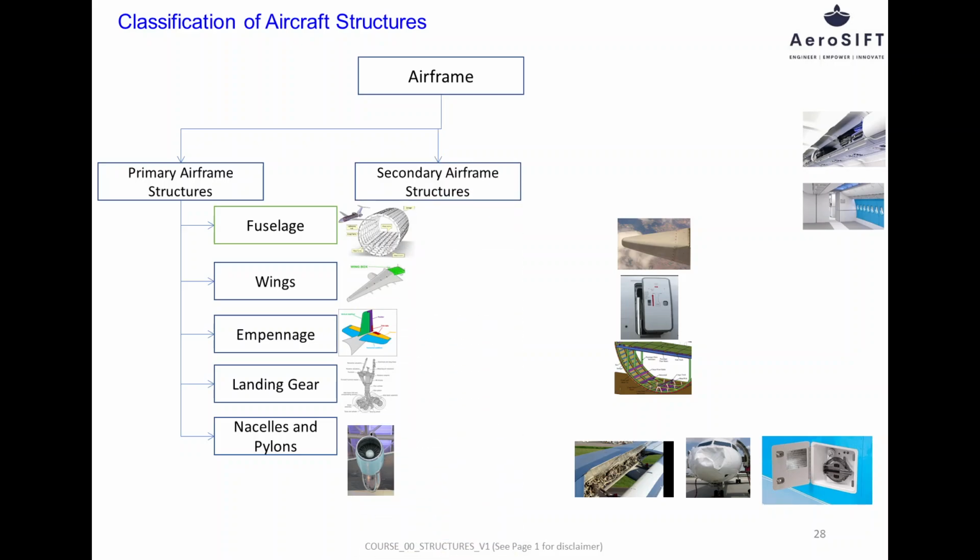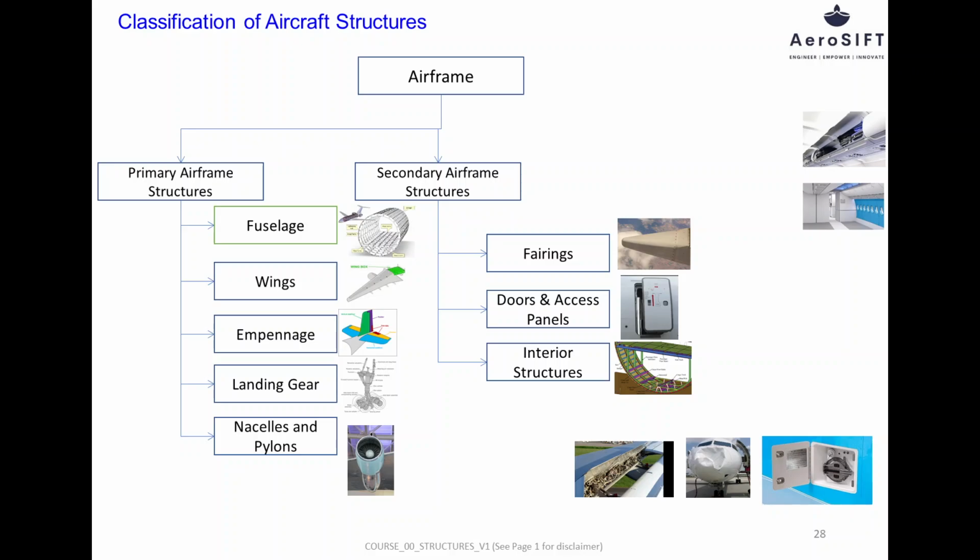Secondary airframe structures carry less critical loads and do not usually cause immediate structural failure if damaged, but they still contribute to strength, functionality, and aerodynamics. Fairings are streamlined covers that reduce aerodynamic drag and protect underlying structures or systems. These allow entry and maintenance access to aircraft systems while maintaining structural continuity and pressurization.